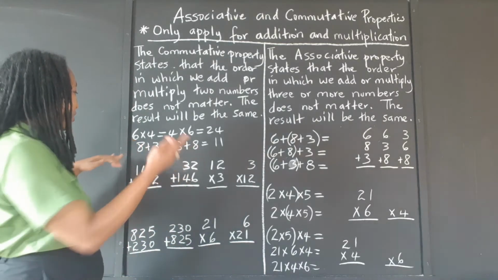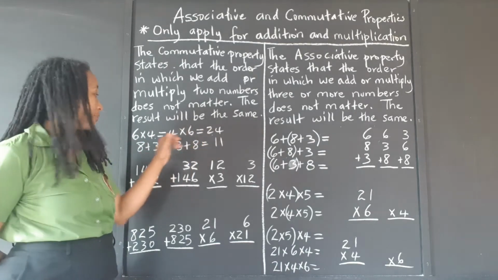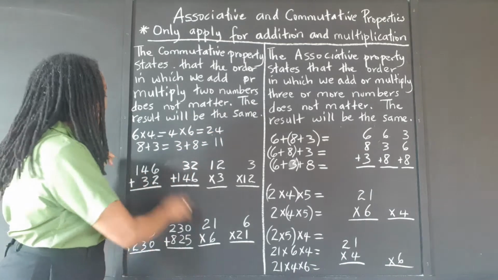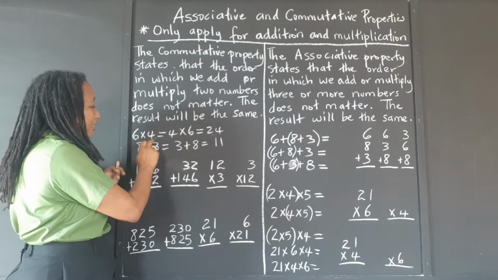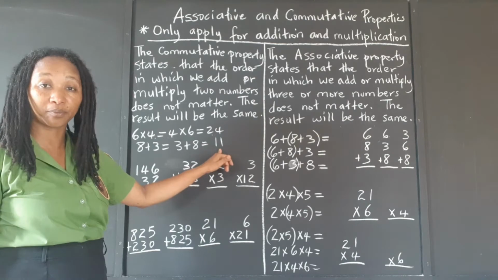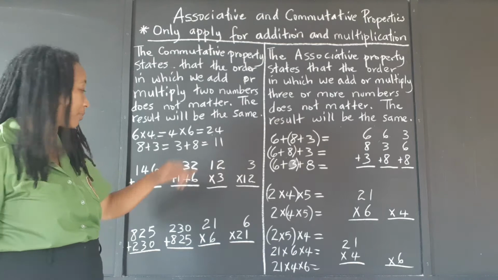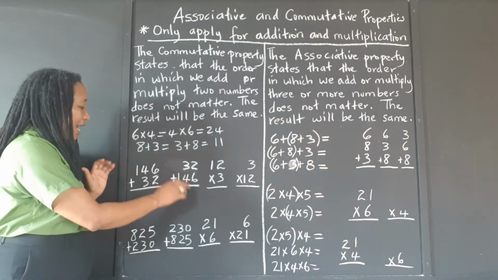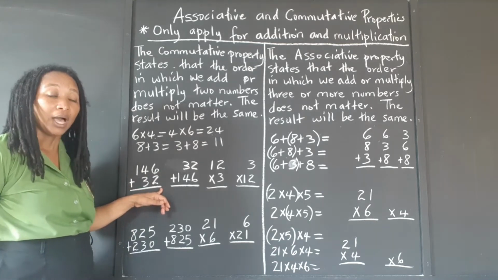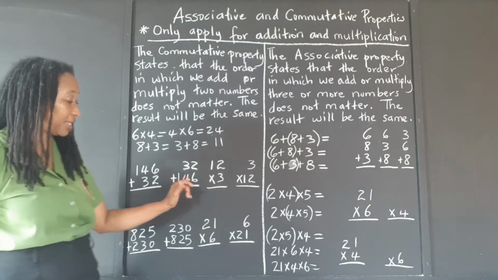So 6 times 4 is 24. 4 times 6 is also 24. 8 plus 3, so this is for multiplication, this is for addition. 8 plus 3 gives 11. 3 plus 8 also gives 11. So let's see, we're going to add 146 plus 32, and we're going to see if we get the same answer as 32 plus 146.